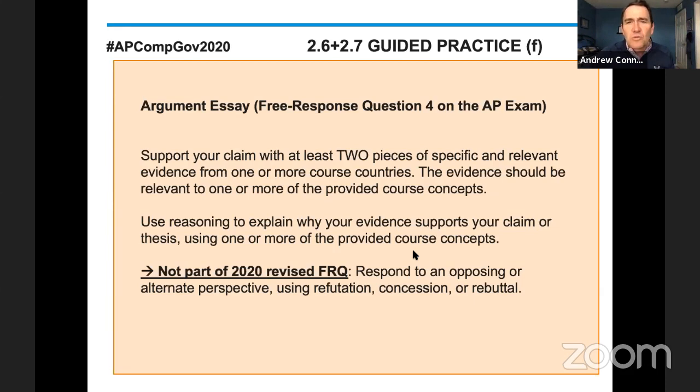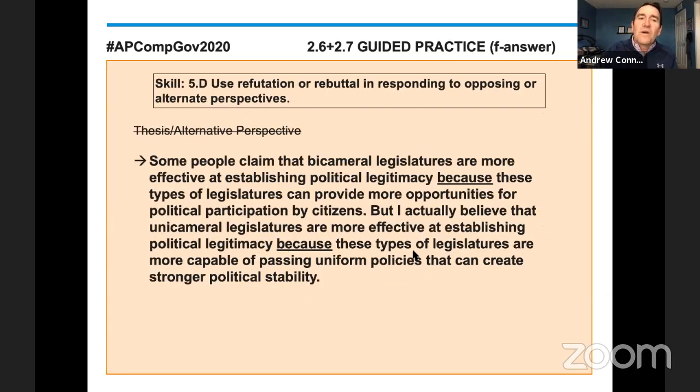Again, this FRQ is worth up to 7 points, 1 point for the thesis. And I like to describe essentially the evidence paragraphs are worth up to 3 points each, where you can get those 3 points for using the country example, connecting it to the core concept, and using reasoning, elaborating on your reason to get up to 3 points for each of the evidence paragraphs. So 2 evidence paragraphs, 3 points each, 6 points there, but you got to have that thesis. If you don't have the thesis, you just can't hit the points. So I'm going to show you a way to do that today.